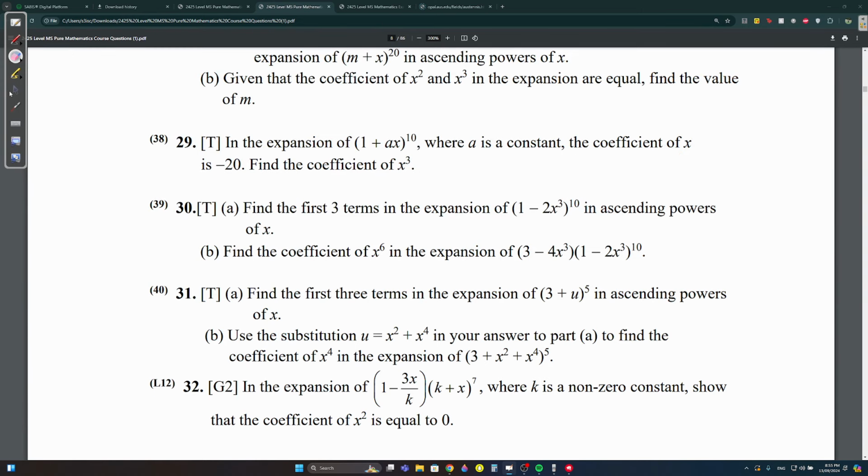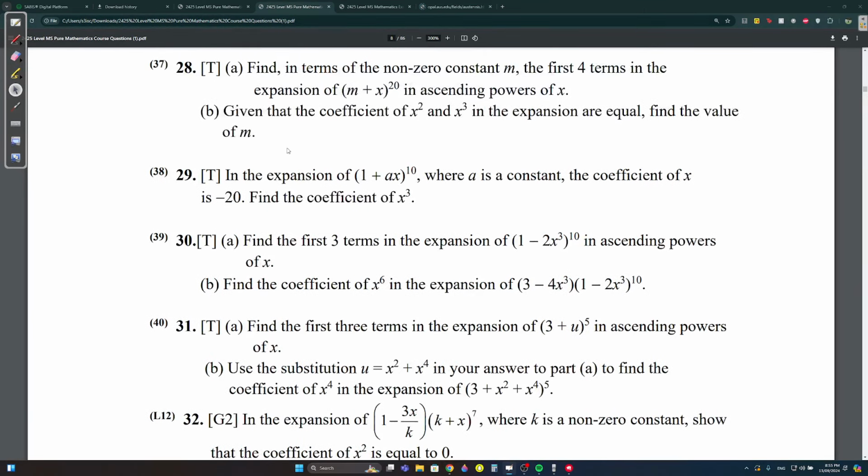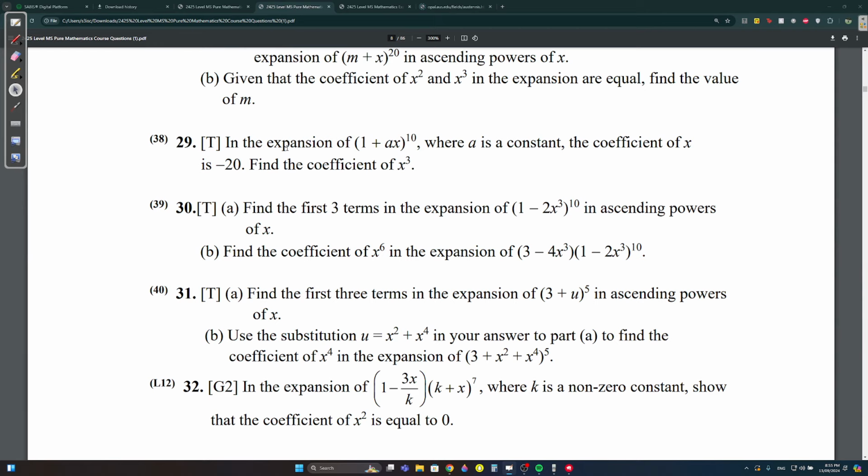Question 29. Oh my god, we're almost there. I'm tired, and I've been recording since, I think, 2 p.m. Okay, these recordings are going to be very helpful for finals. It's going to make my life a lot easier.